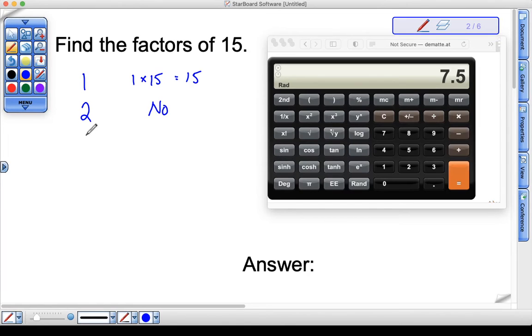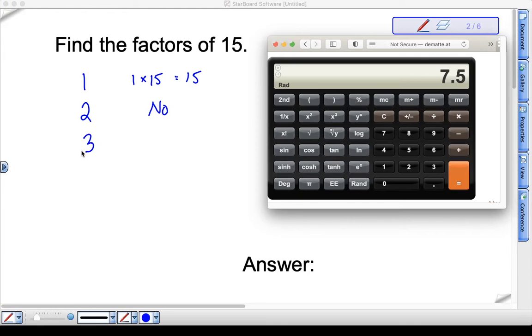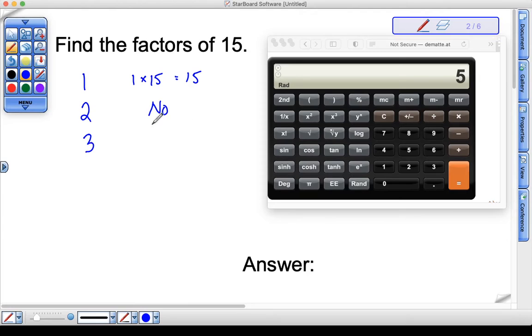The next number in order is going to be a 3. So I have to go back to my calculator, start with my 15. I'm going to divide that by 3, and I get an answer of 5. 5 is not a decimal, so this is good. I can go now and put on my list here, 3 times 5 is 15. And because I have a 5 as that next number, I don't have to go any higher than this 5 right over here.